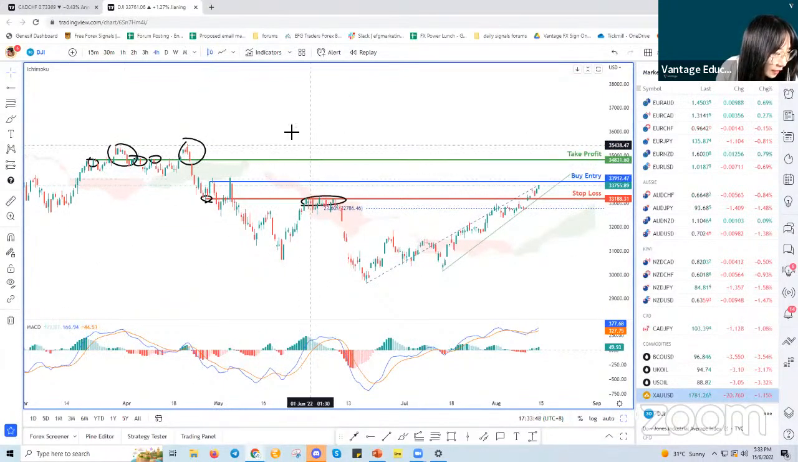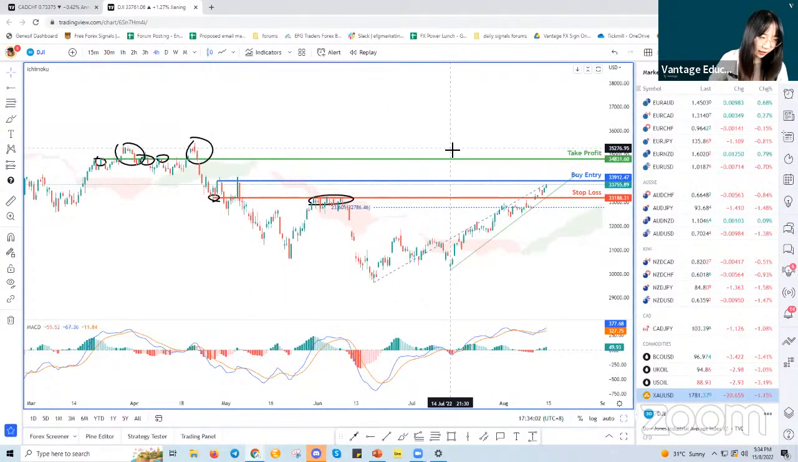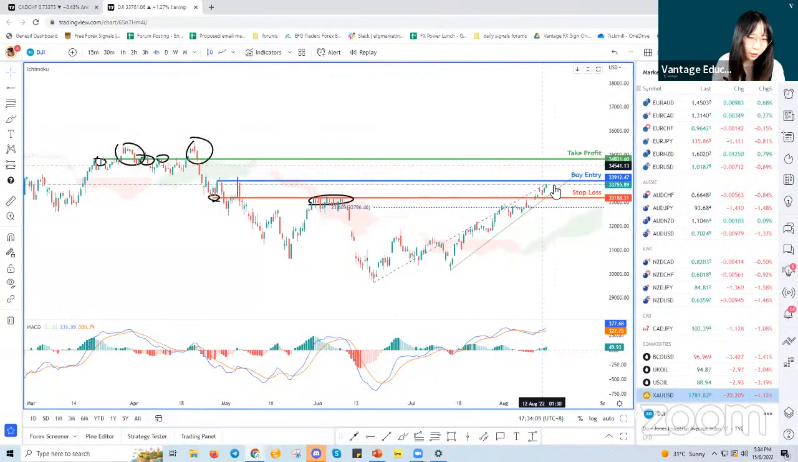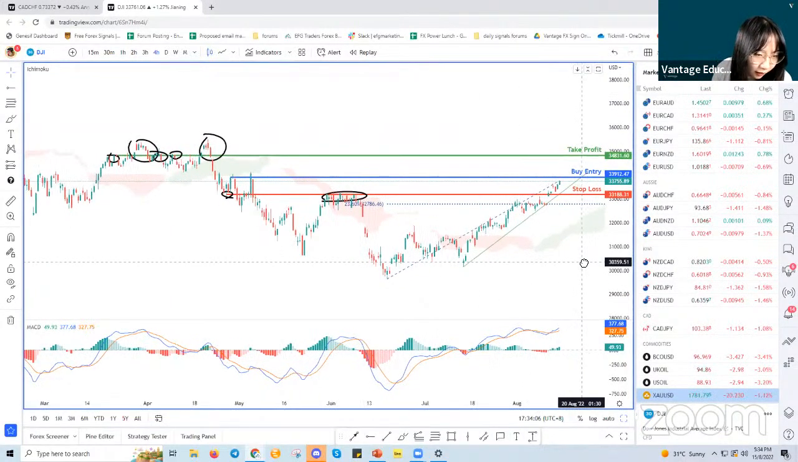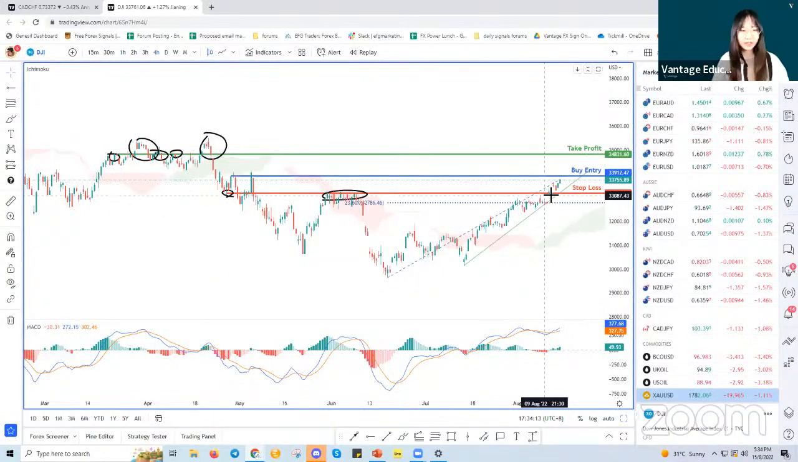But I think in this case, the overlap of support and resistance here, the swing low here, the price touching here, and the price touching here is enough for us to confirm our lines. So for the DJI, I like to put my buy entry here, stop loss here, and take profit here.